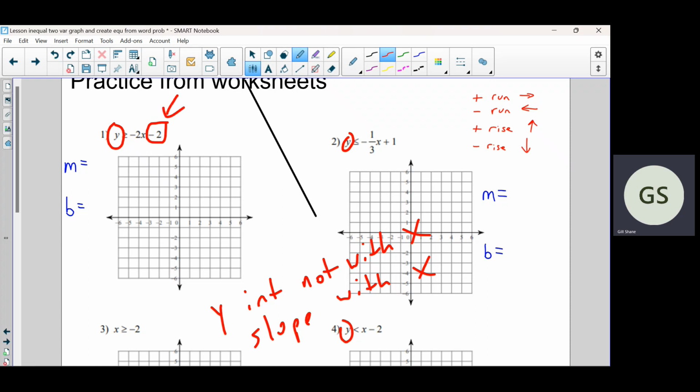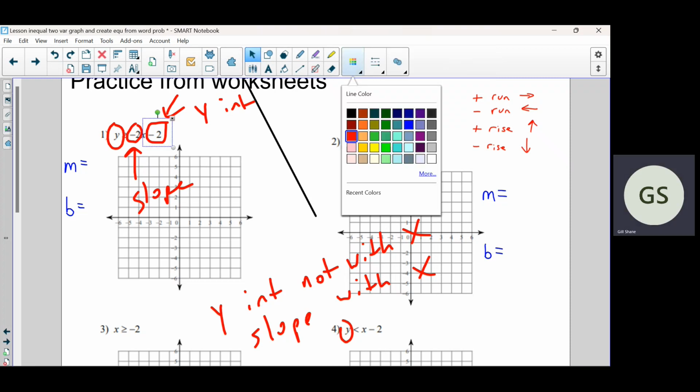So this is the y-intercept. This -2, and I hate that they use the same number, that -2 is the slope. So the variables we use for those are m and b. I will color coordinate this. The slope number we will put in red.